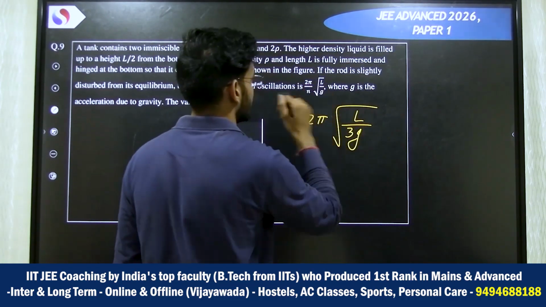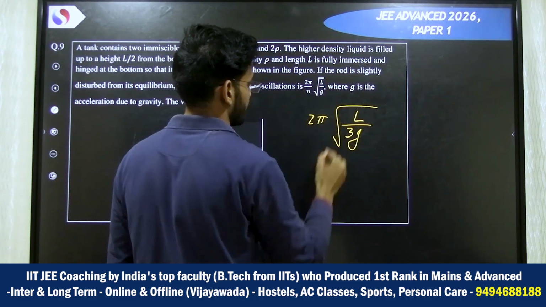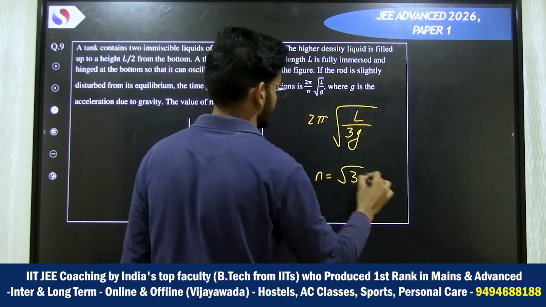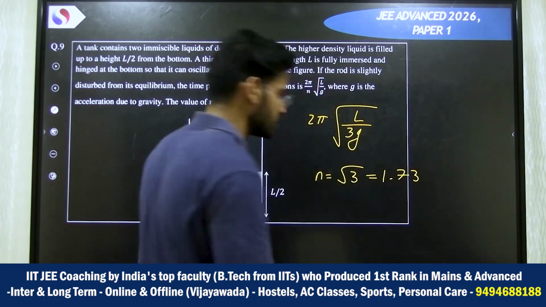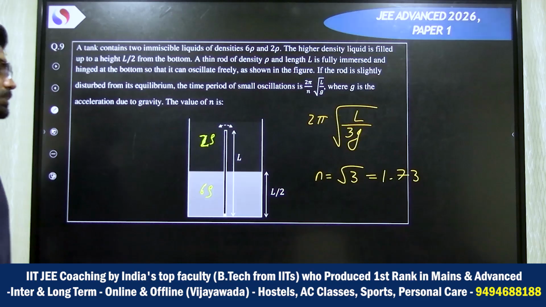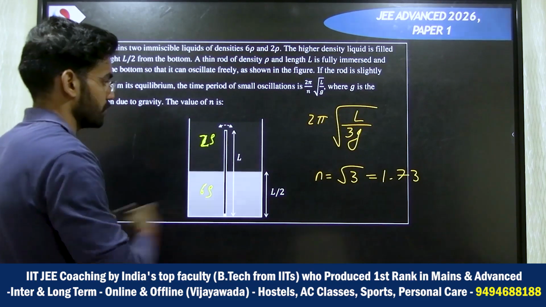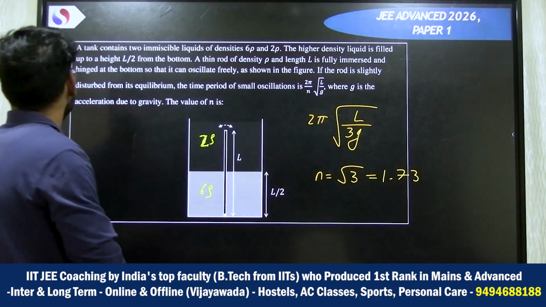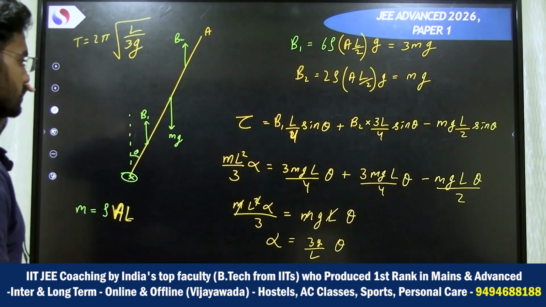And he's saying compared to 2 pi/n into under root of L/g. So if you compare, the n will come root 3. Root 3 means 1.73. 2 also coming, but 2 will not be the answer. We will answer till 2 decimals only, round off. So your answer is root 3, 1.732, 1.73. That's your answer. So I hope the 9th question is clear. Easy only. This was a doable question.